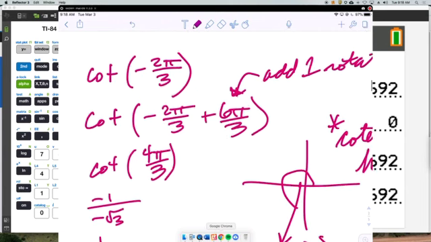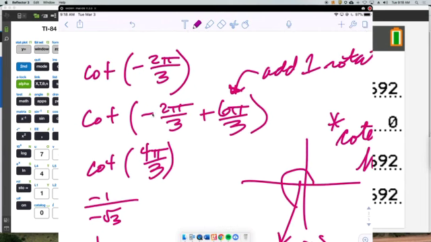Now notice how I wrote that. I kept the cotangent in front. This is equal to this is equal to this. So even though this angle is not equal to this angle, their cotangents are equal, right?